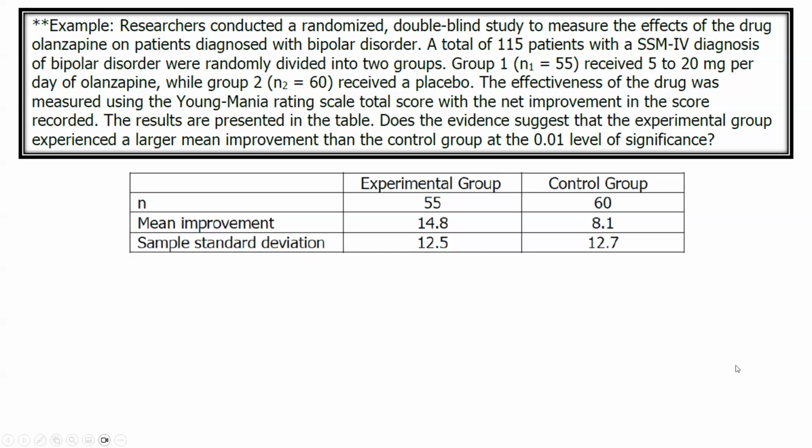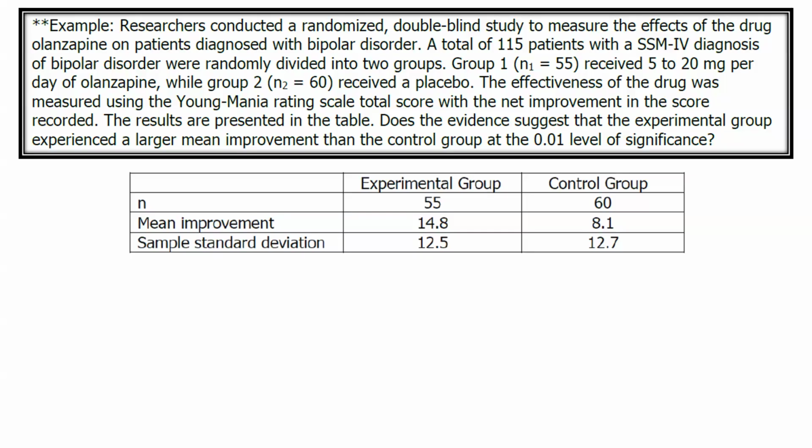So in our first example here, researchers conducted a randomized double-blind study to measure the effects of the drug olanzapine on patients diagnosed with bipolar disorder. A total of 115 patients with a DSM-IV diagnosis of bipolar disorder were randomly divided into two groups. Group 1 received 5 to 20 milligrams per day of olanzapine, while Group 2 received a placebo. The effectiveness of the drug was measured using the Young Mania Rating Scale total score, with the net improvement in the score recorded. The results are presented in the table.